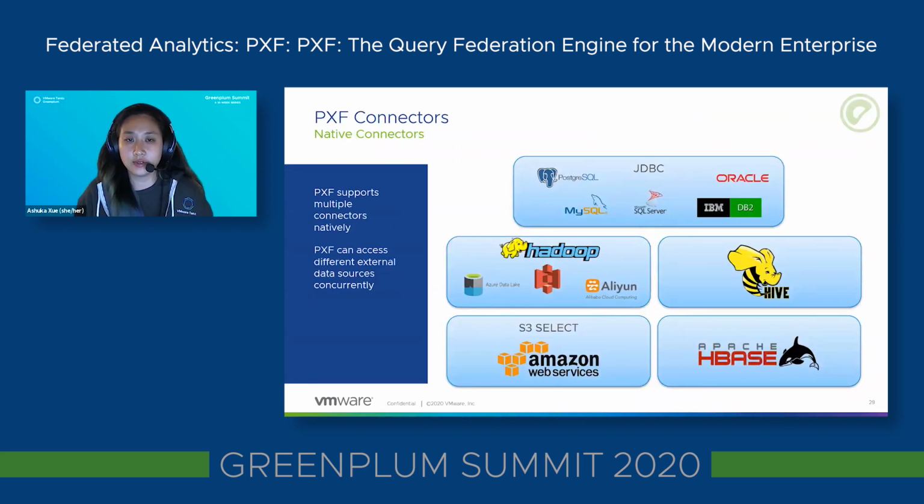So how does PXF allow users to connect to these sources? Well, we offer native connectors depending on the source. For example, different relational databases such as SQL Server, DB2, MySQL can connect to Greenplum using our JDBC connector. File systems that are compatible with Hadoop, such as S3, Azure, Aliyun, and more, can connect through the Hadoop-compatible file system API. We also have Hive and HBase connectors, and our last connector is a specialized connector for AWS called S3 Select, which Francisco will talk more about later in the presentation.